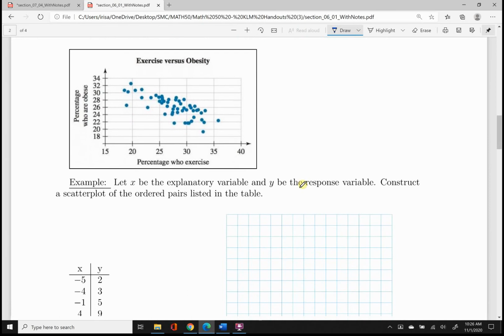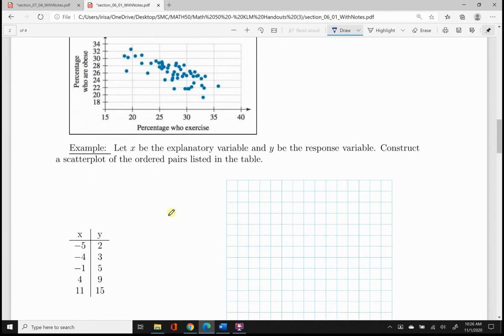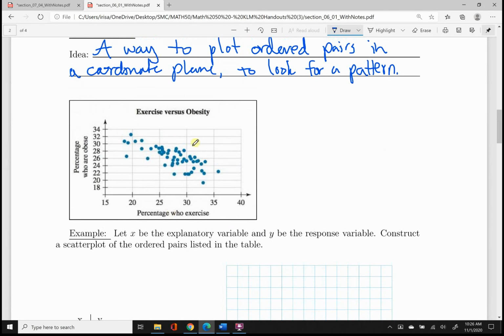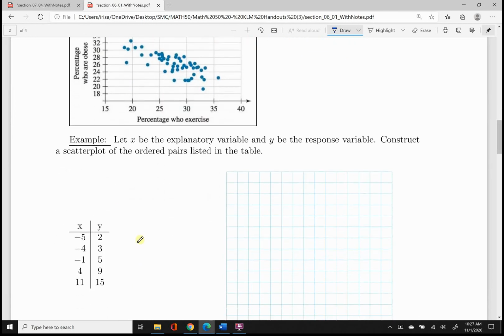So here's an example of a scatter plot. Exercise versus obesity. On the horizontal axis, representing the explanatory variable, we have the percentage who exercise, and then the response variable, therefore, is the percentage who are obese. Okay, an example, exercise versus obesity: we want to let X be the explanatory variable and Y be the response variable, and construct a scatter plot of the ordered pairs listed in the table. Sorry, this graphic actually has nothing to do with this next thing right here. This example is separate.